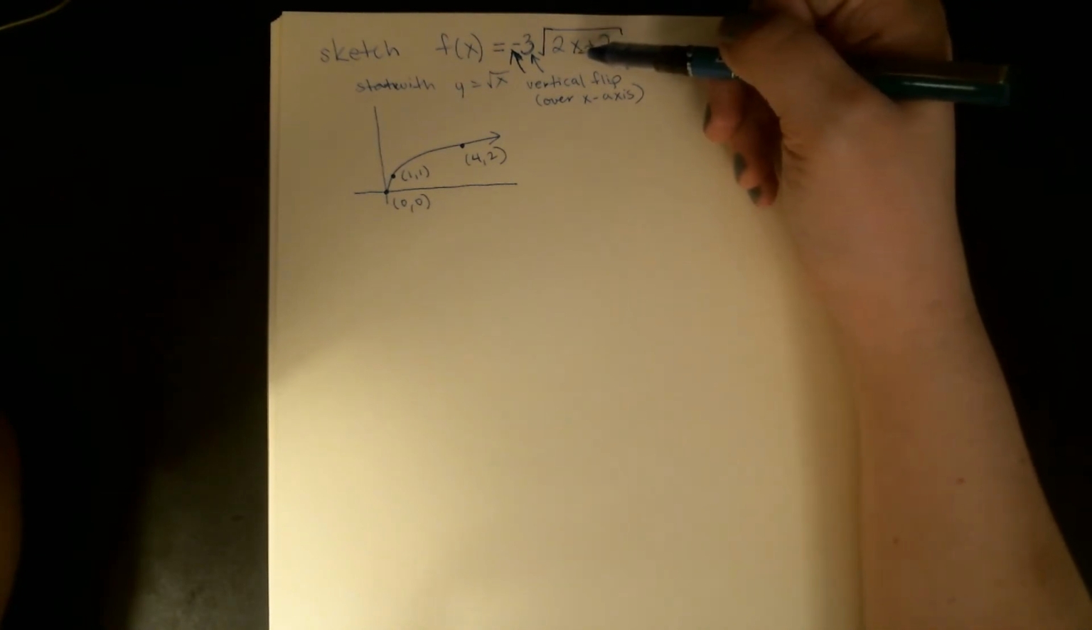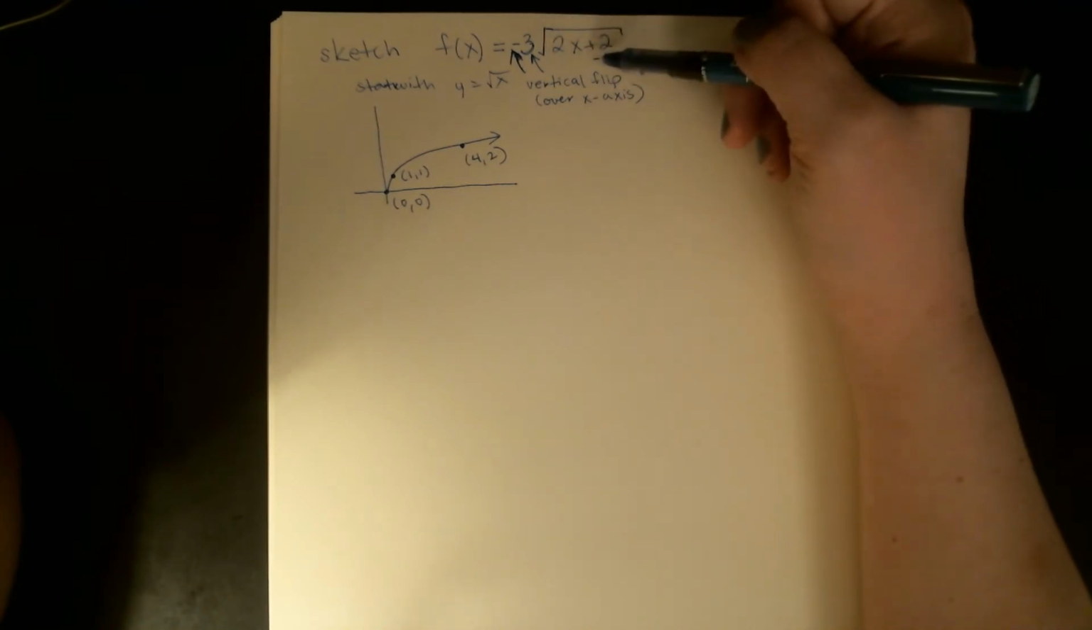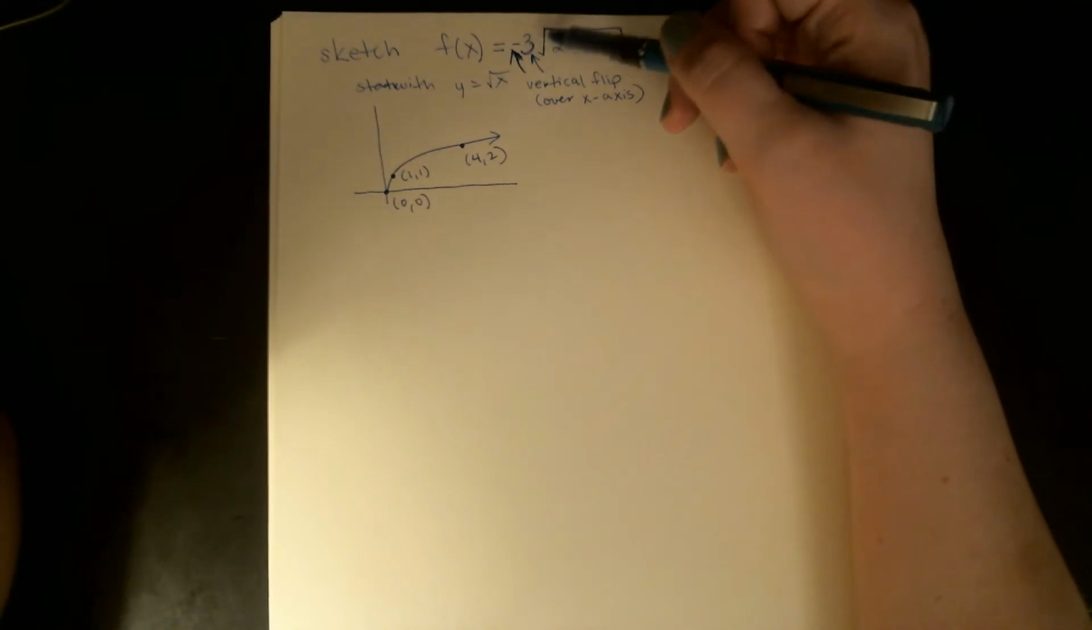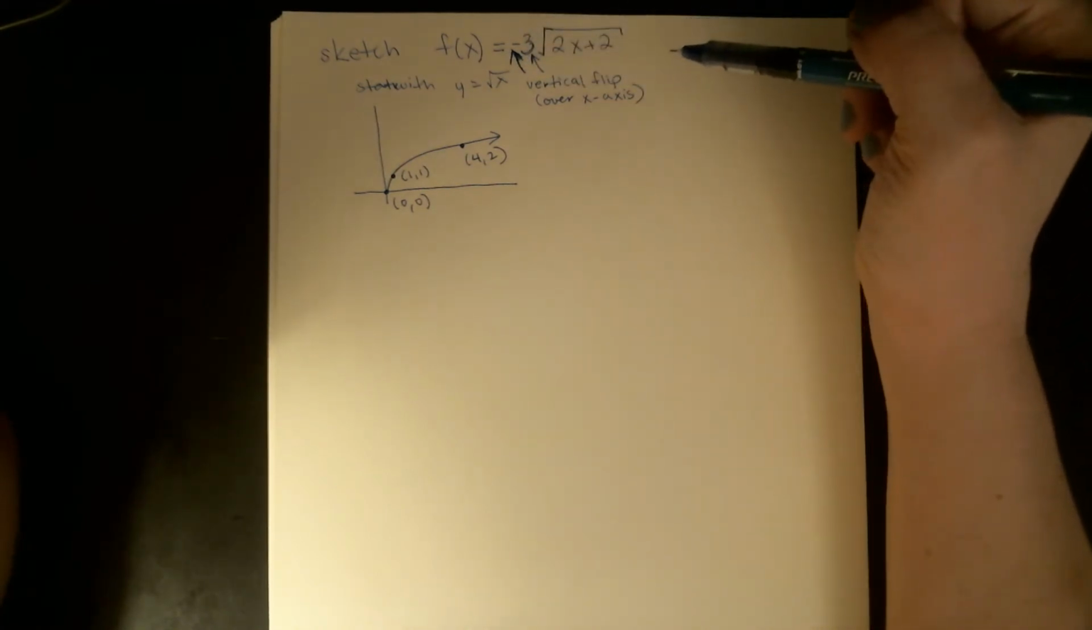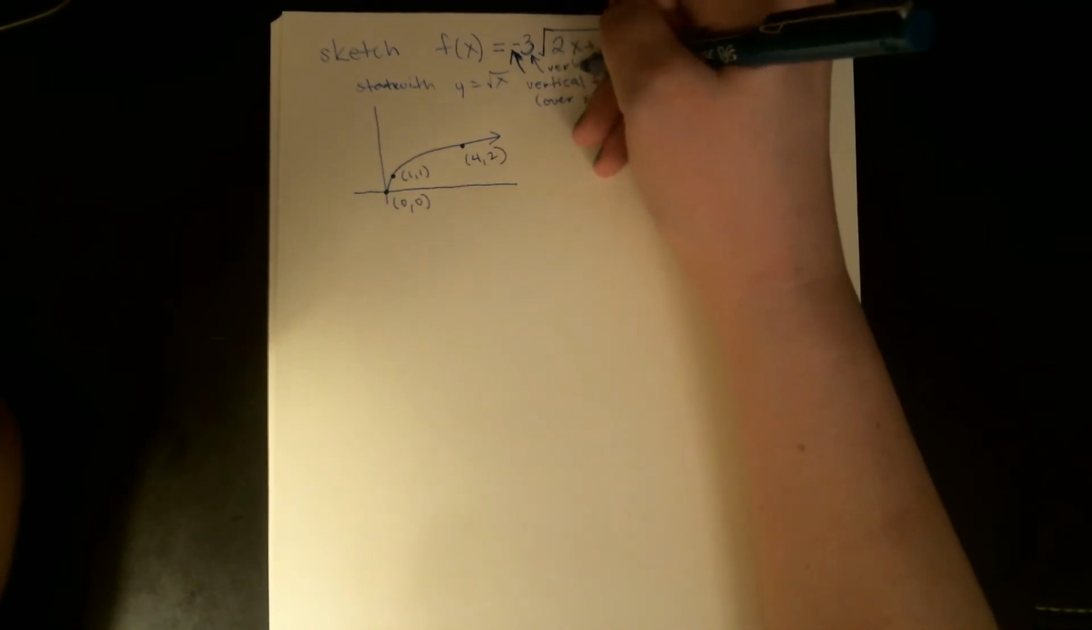So here, if I input in x, I would double it and add 2, and then I would square root. So those are both x's. Once I square root, I would multiply by -3, so that's all affecting y. Okay, so vertical flip, flip over the x-axis, and also vertical stretch.